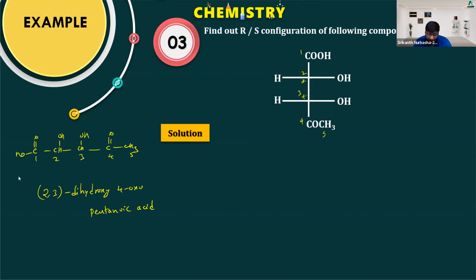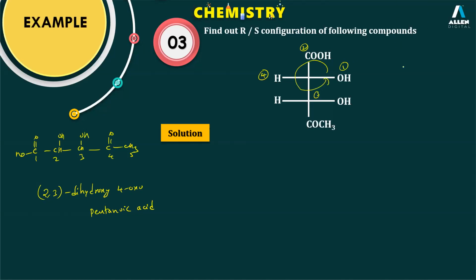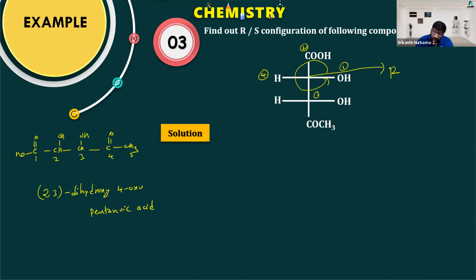Now try to give the spatial arrangements. On the second carbon, you have the OH group, and the fourth priority is on the horizontal position. The first priority is OH, the C double bond O is the second priority, and this will be your third priority. So 1 to 2, 2 to 3, how are we going? Anti-clockwise direction. It should be S, but since the fourth priority is horizontal, it is R. So on the second carbon you have R.